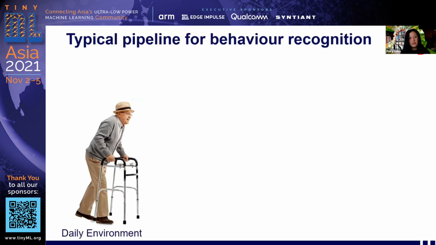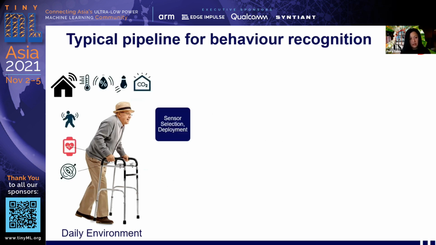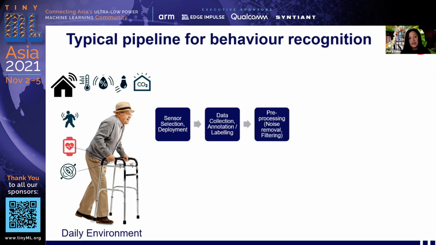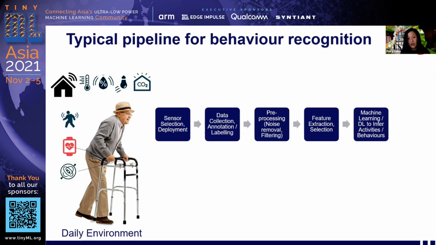Now think about the typical pipeline for behavior recognition in a daily environment. You need to set up the study to recognize behavior. You often start with sensor selection and then you deploy them. So you might choose to deploy environmental sensors, wearables and movement sensors, and then you collect the data and do the manual annotation labeling. Only then do you do pre-processing, although you can also do it on the device, and then feature selection, and only then you get to the fun part, which is the machine learning part. And then you deploy the model.